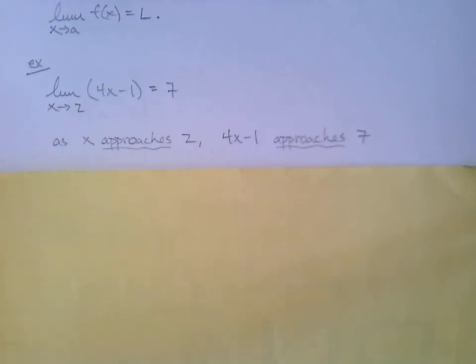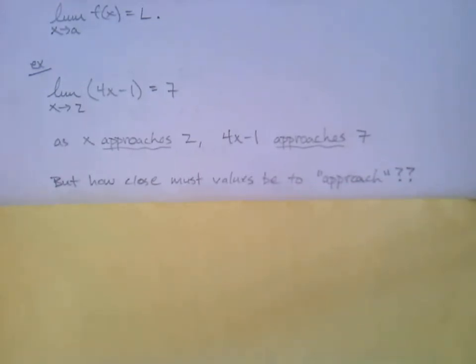So what's approaching to one person, somebody else could easily disagree. You're infinitely far away, they might say. Okay, so this kind of sparks, oh yeah, that's true. So this is the question I wrote out: how close must values be, either to 2 or to 7? How close must we get to approach? And we don't have a good answer for that because the word approach is not precise.